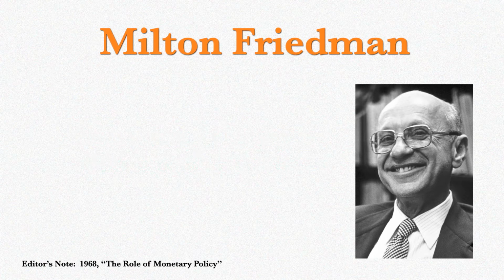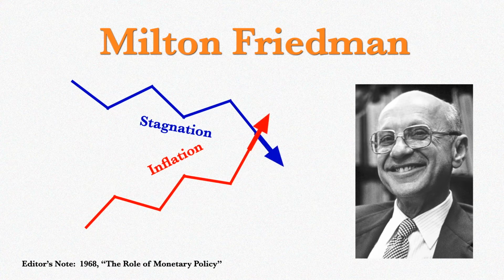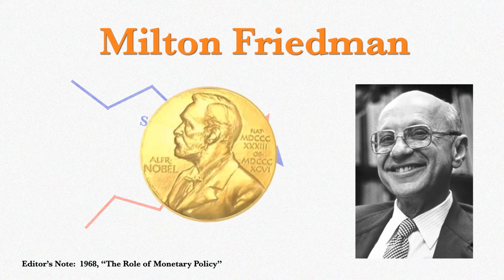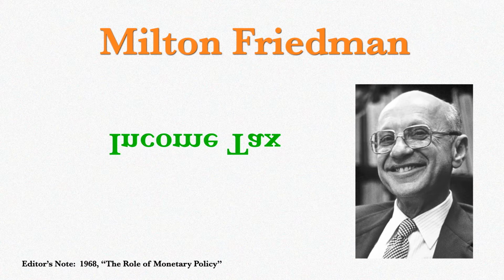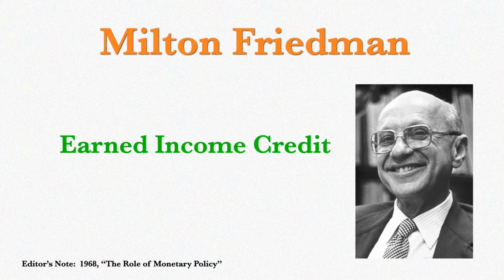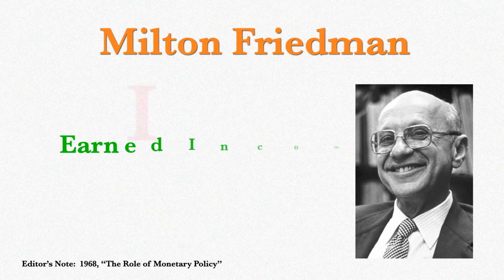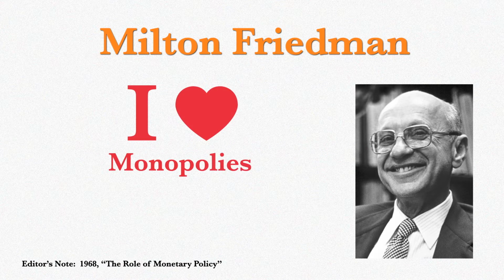His 1967 paper theorizing a natural unemployment rate predicted the stagflation of the 1970s, and he won a Nobel Prize in 1976 for that work. He also called for a negative income tax to provide an economic floor for all Americans. The earned income credit is loosely based on that concept. But Friedman was also the driving force behind the notion that monopolies and the mergers that created so many of them in the 1980s and 90s were a good thing because they would actually lower prices.